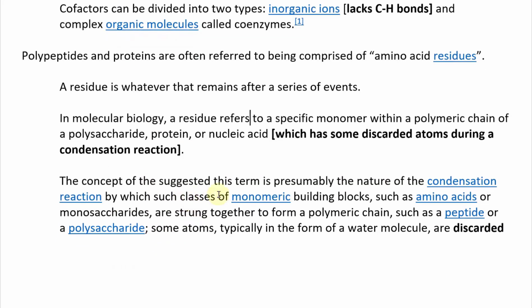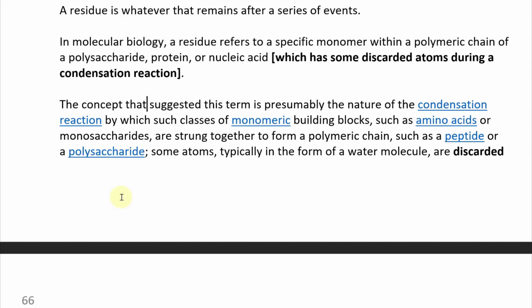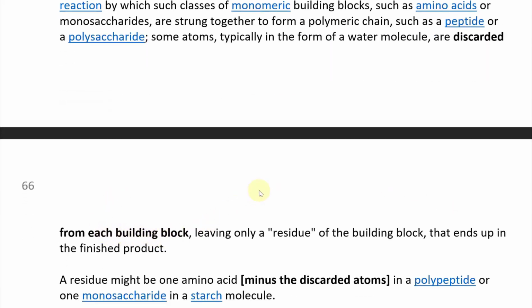The concept that suggested this term is presumably the nature of the condensation reaction, by which such classes of monomeric building blocks, such as amino acids or monosaccharides, are strung together to form a polymeric chain, such as a peptide or polysaccharide. Some atoms, typically in the form of a water molecule, are discarded from each building block.